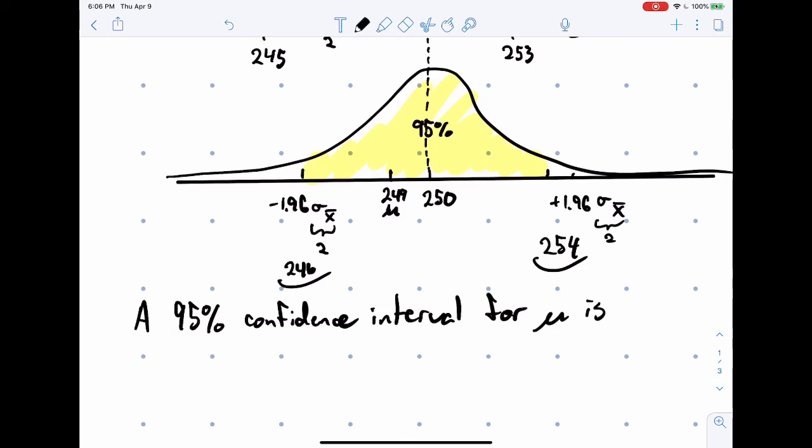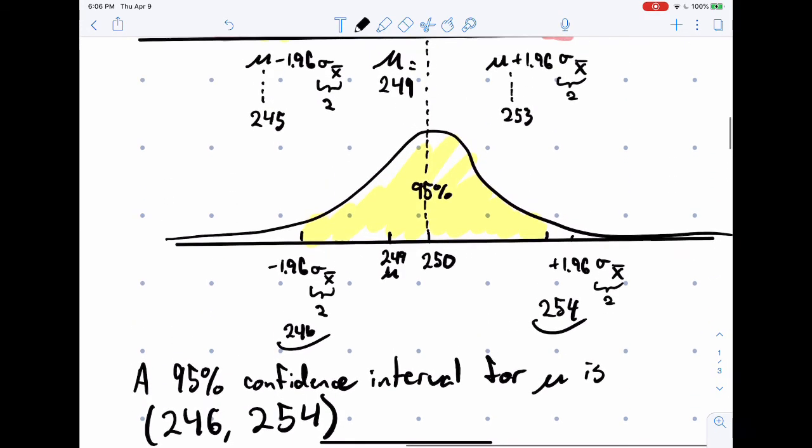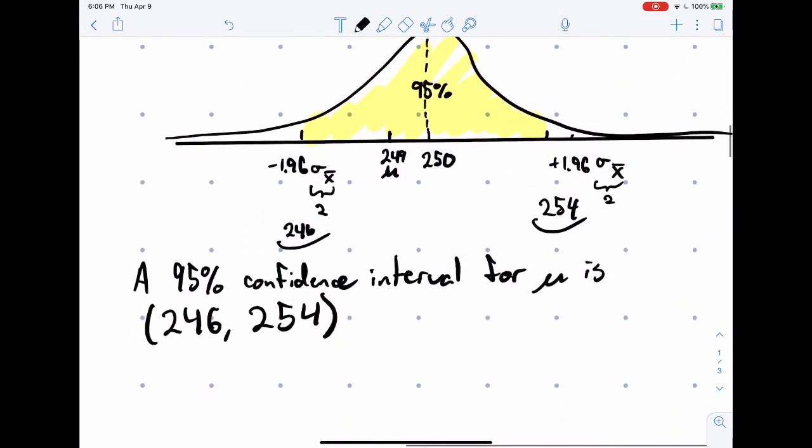So we say that a 95% confidence interval for mu is the interval from 246 up to 254. So this represents the region where we think that mu probably lies. So in this case, if we suppose that mu is 249, it did happen that it was in here. But it could be the case that it doesn't.